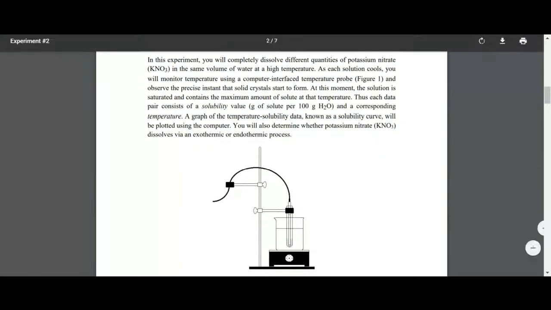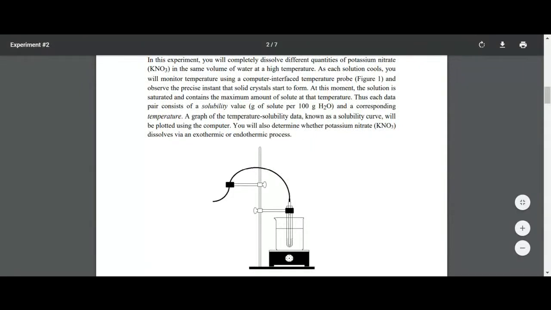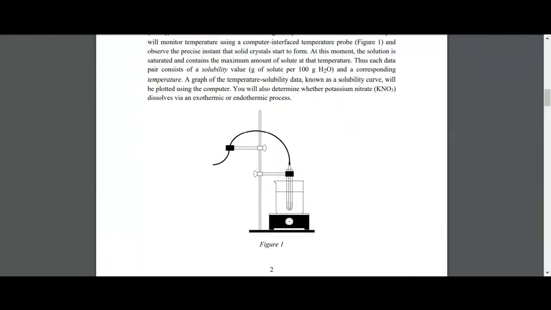Take the solubility of sodium nitrate. You can dissolve a lot of sodium nitrate in water because it's highly soluble. But if the temperature is high, you can dissolve even more. If you cool it down, some of it will come back and form crystals. As soon as you see crystals coming out, that is the saturation temperature, the maximum amount that will dissolve at that temperature.